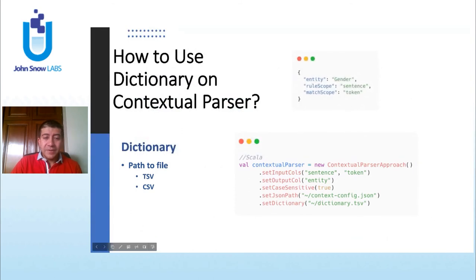Now let's take a look at the dictionary parameter on the contextual parser. With this parameter, we define the path to a dictionary file in TSV or CSV format. It is important to point out that dictionary has prevalence over regular expression. So if we have a value on the regular expression field, it will be ignored. So it's better to drop this field from the JSON configuration file when using dictionary. The annotator definition is really simple. We just set it as always, but adding this dictionary parameter.